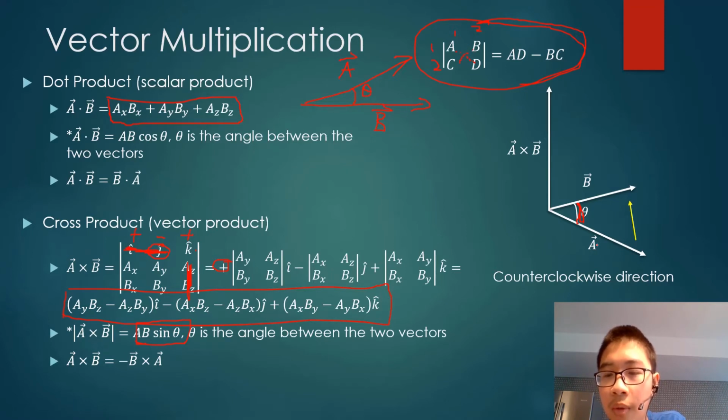If you take the cross product in the counterclockwise direction, it should point up. If it's negative, it should point downwards. Therefore, A cross B is equal to negative B cross A, because if you take the cross product from this direction, the cross product should point downwards. So A cross B is equal to negative B cross A.